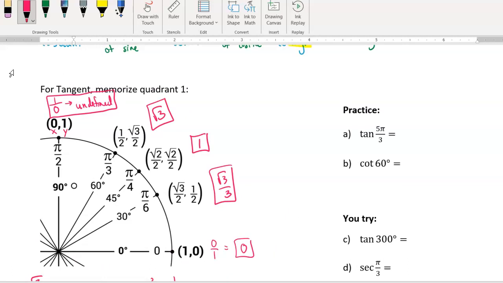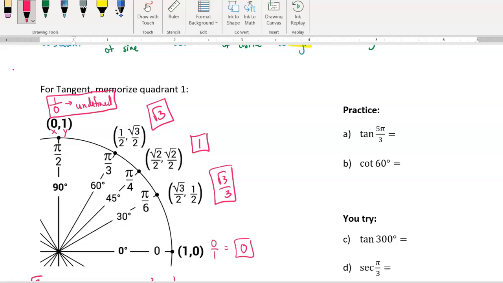So here's the pattern. At the top, it's undefined, or anytime the cosine is 0, it's going to be undefined. When the sine is 0, it's going to be 0. And then in the middle here, we have square root of 3, 1, square root of 3 over 3. So 1 is easy to remember anytime we're dealing with fourths of pi, or anything that ends in 5 on the unit circle, like 45 degrees, and 135 degrees, and 225 degrees, and so on. For all of those, the x and y would both be square root of 2 over 2. So square root of 2 divided by square root of 2 would just be 1.